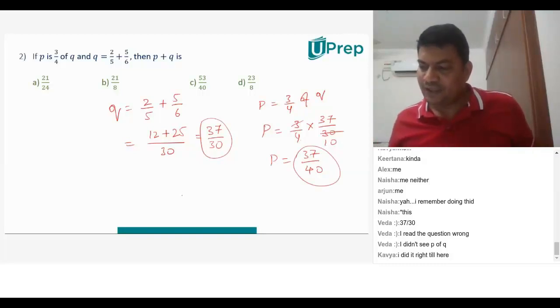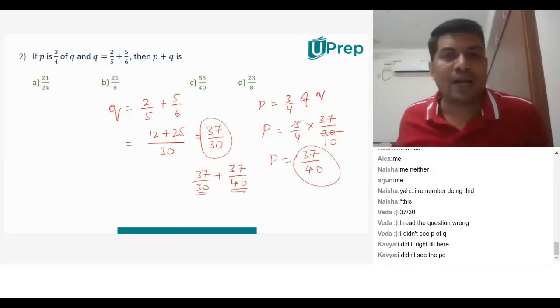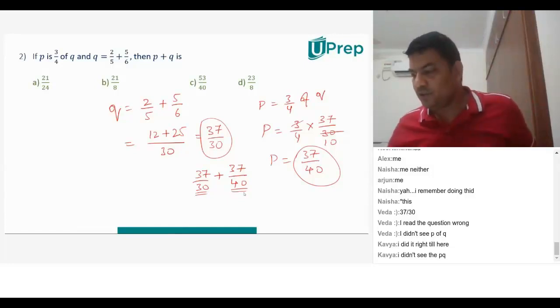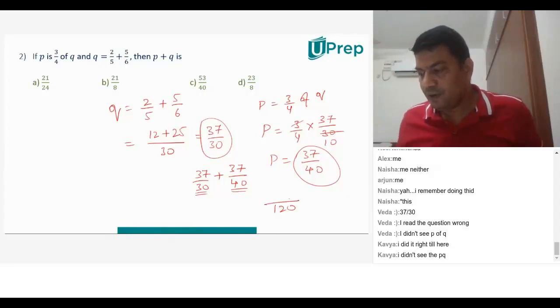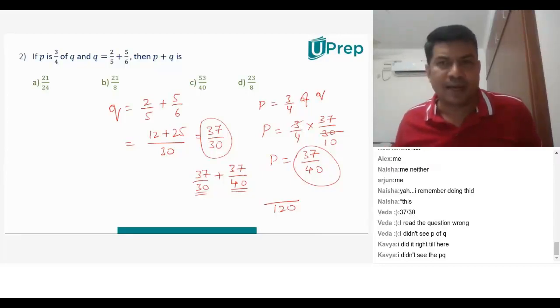So what is he asking you? He's asking you P plus Q. So how do you do that? You need to just add 37 by 30 plus 37 by 40. You can see the LCM of 30 and 40 is 120. 3 fours are 12. So 259 by 120 after the calculation is done. Basically 37 is common to both of them. You can take it common and do it.